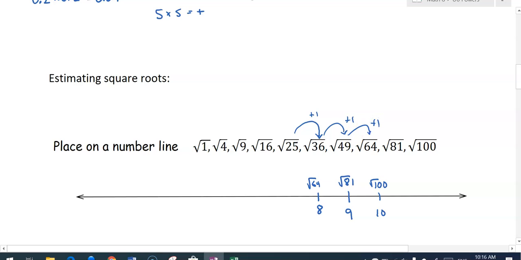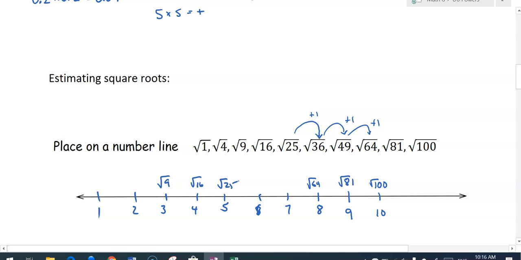So really, this is our number line from 1 to 10. That's all it is, right? 6, 5, 4, 3, 2, 1. And I can put these right in their appropriate spots. Root 9, root 16, root 25, and so on. I could fill all that in.